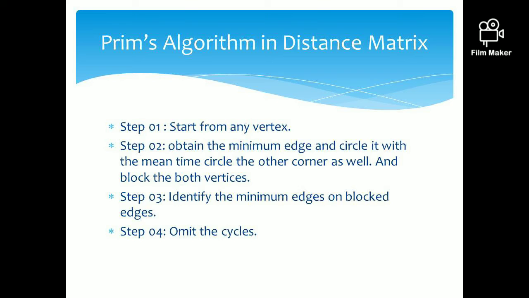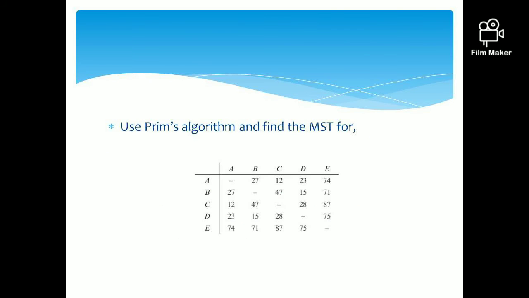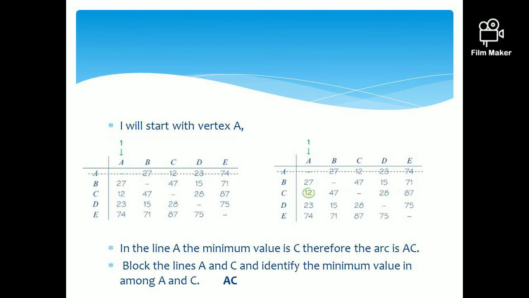But just looking at this theory content, you may not understand the concept very clearly. Let's try to understand it more clearly from an example. Let's use Prim's algorithm to obtain the minimum spanning tree for this distance matrix. This distance matrix contains 5 vertices. I will start with vertex A. First, you have to block the line with vertex A. Now see what minimum value is obtained in that line. The minimum value obtained is how much? It's 12. Then circle that 12 and mark a circle on AC on the line with C itself. Then you have joined the vertices A and C.